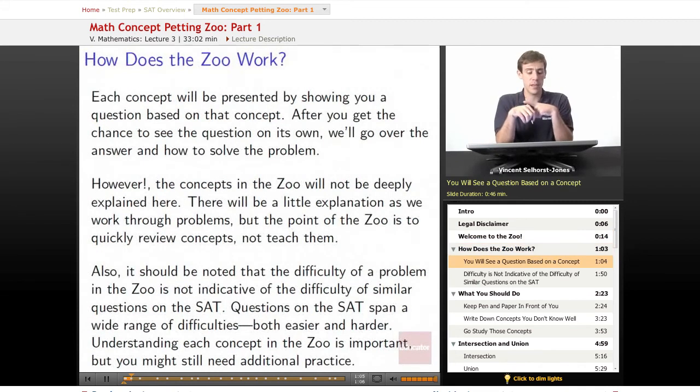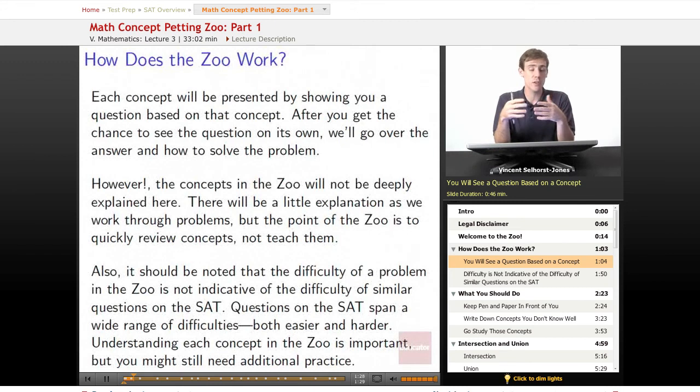How does the zoo work? Each concept is going to be presented by showing you a question based on that concept. After you get the chance to see the question on its own, we'll go over the answer and how to solve the problem. So I'll give you a few seconds. You can pause me. I recommend actually pausing me between seeing the question and seeing what the answer is, just so you can get the chance to think about the question for a little while and maybe even solve it on your own.